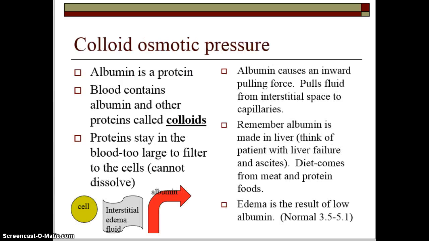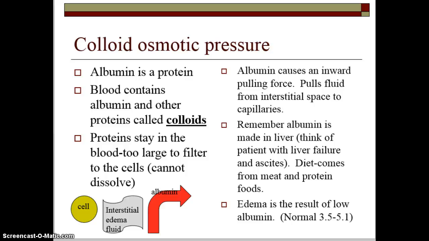Our colloid osmotic pressure then has to do with albumin. Albumin, remember, is a fairly large protein. Blood is where albumin is contained along with other proteins, and those are called colloids. Proteins stay in the blood because they're too large to filter out into the cells and they can't dissolve.